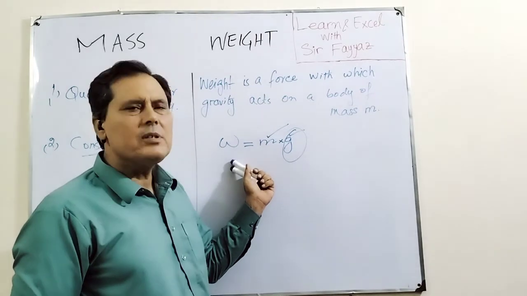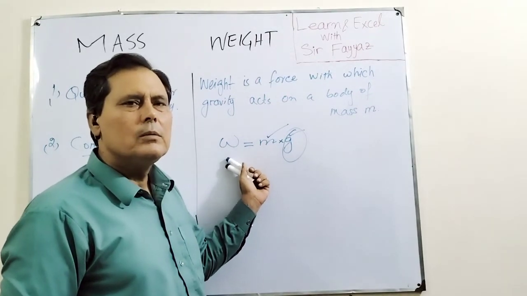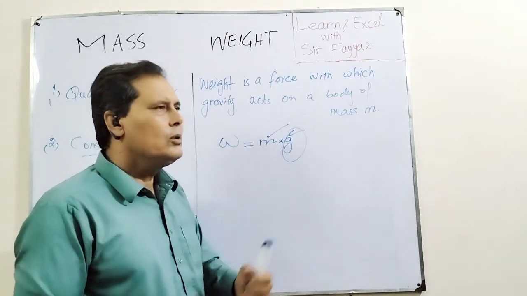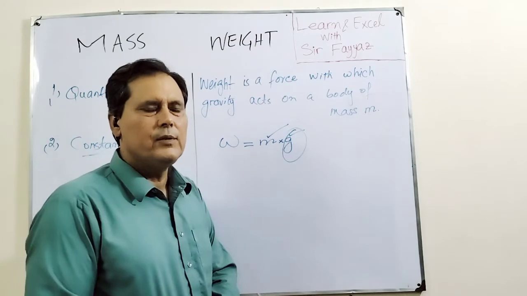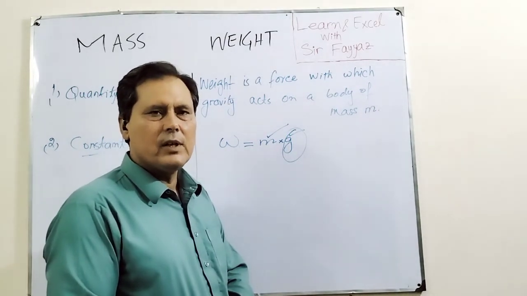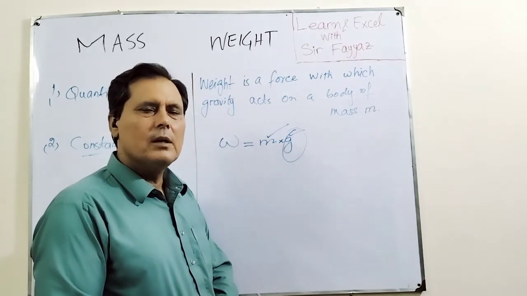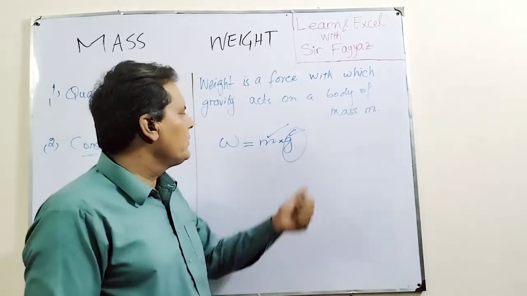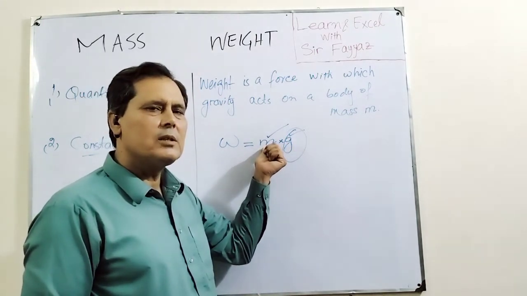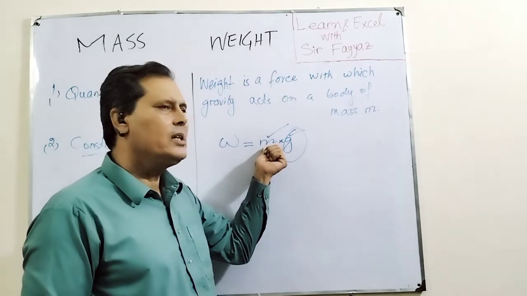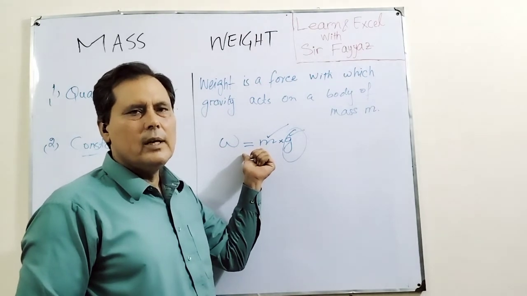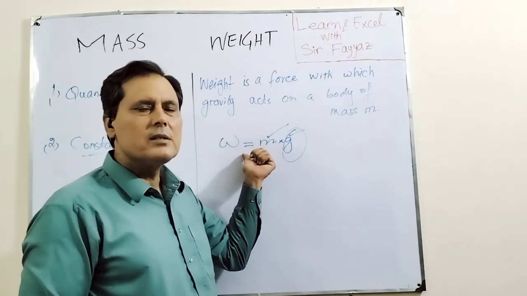So weight can be zero. Now you may think, how could it be zero? Suppose an astronaut goes to space where the gravity of the earth becomes zero, so he becomes weightless. So this value becomes zero. Zero times mass is zero, but the mass of the astronaut doesn't change at that time. It will be the same as on the earth. So the weight of that astronaut will be 0 at a point where the gravity of the earth is 0 on that body.